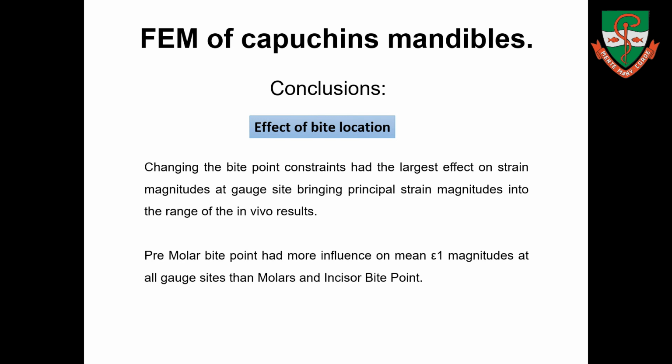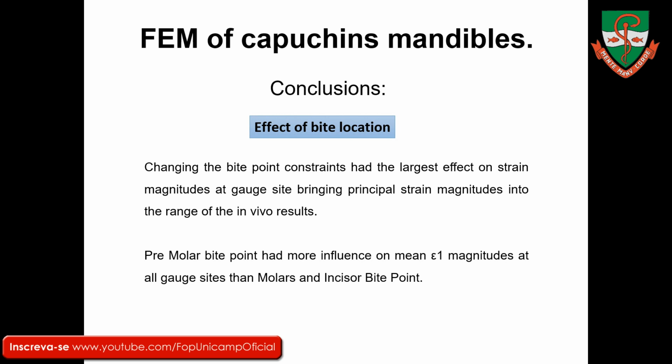And the premolar bite point has more influence on the E1 magnitudes at all gauge sites than molar and incisor bites. So this information was new for me. I didn't have an idea that this happens when we change the bite points during mastication.